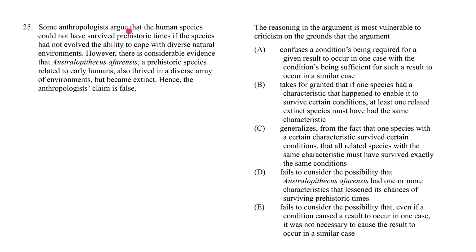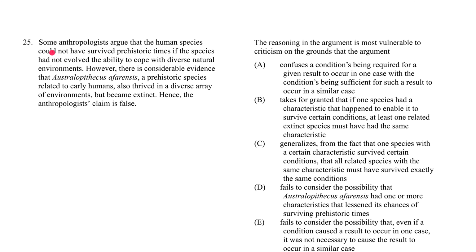Some anthropologists argue, so very classic opening, we are not told the author's position, but rather the author is representing to us other people's position. Other people's argument. They argue that the human species could not have survived prehistoric times if the species had not evolved the ability to cope with diverse natural environments. However, signaling the transition from context, other people's position, over to our argument, there is considerable evidence that Australopithecus afarensis, a prehistoric species related to early humans, also thrived in a diverse array of environments but became extinct. Hence, the anthropologists' claim is false. There's your premise. There's your conclusion.